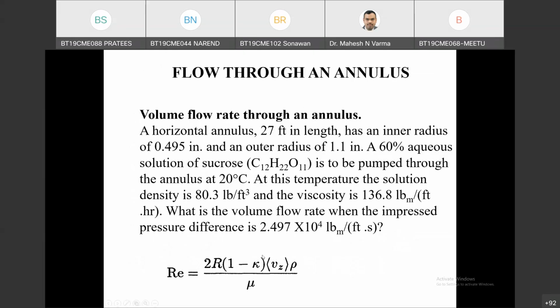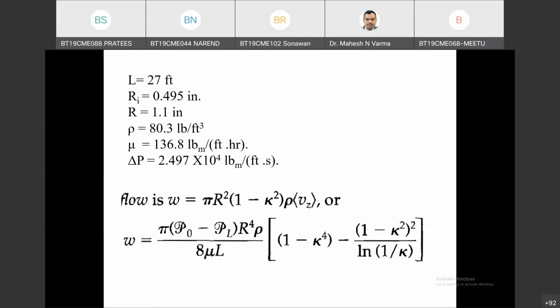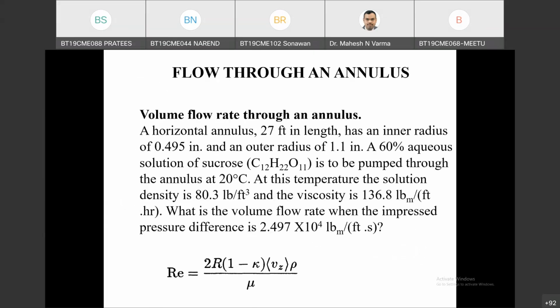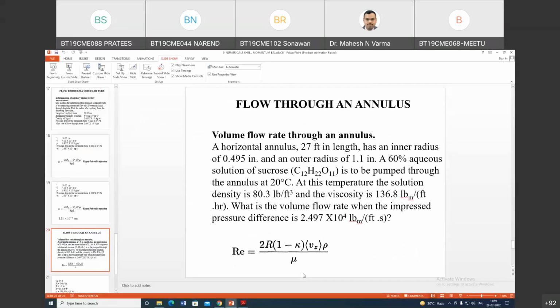This is the definition of the Reynolds number for flow through an annulus. And this is the mass flow rate. So you can substitute and get the answer. This will be there for the examination, everything we have covered till now.